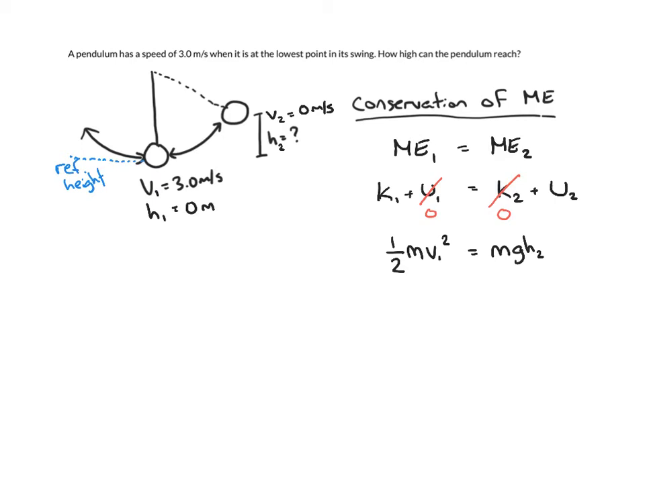And then I rearrange the equation for what I need. So what I'm looking for is h2. So I'm going to divide both sides by mg to get h2. So it's going to look like this: m v1 squared over 2mg. So instead of writing a half in front, I just wrote a 2 in the denominator. And you may notice that there's an m in the numerator and in the denominator as well, so they cancel out.